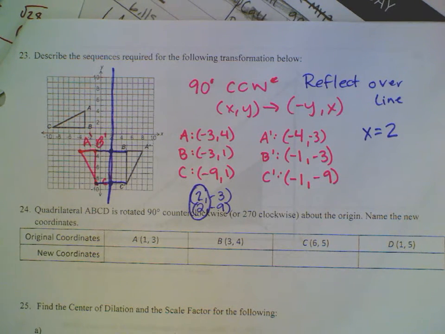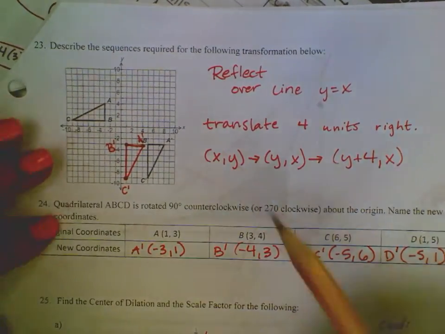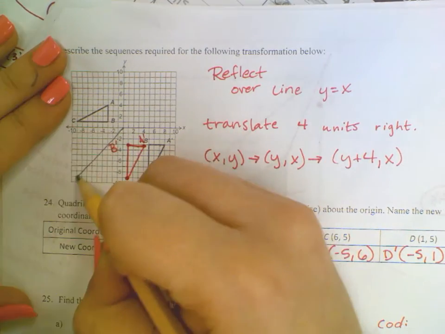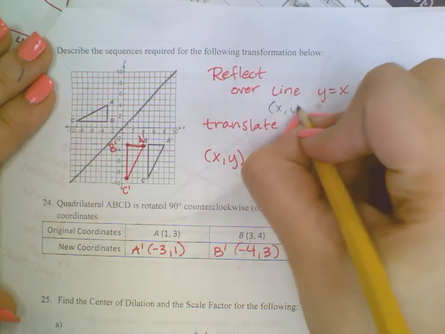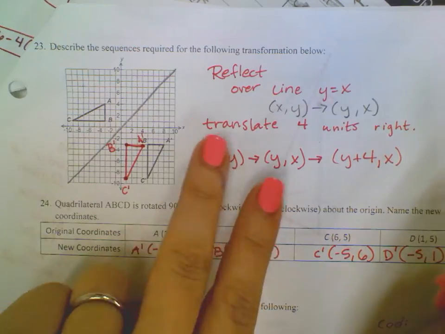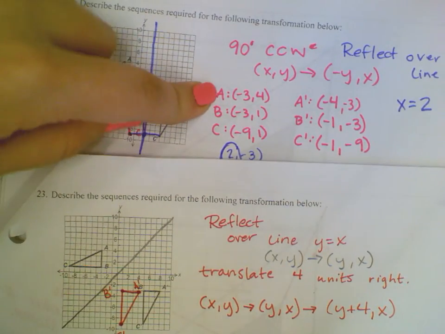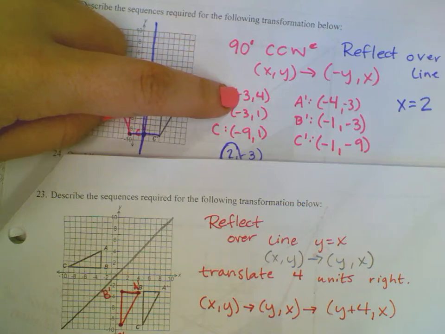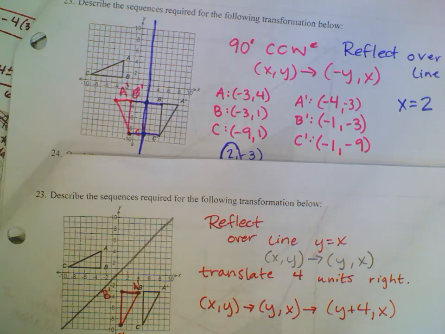You could have also reflected over the line y equals x and then translated. The line y equals x looks like this. And the rule is (x, y) becomes (y, x). So all that would happen is once you write down your coordinates for A, B, and C, then A prime would be (4, -3), B prime would be (1, -3), and C prime would be (1, -9).